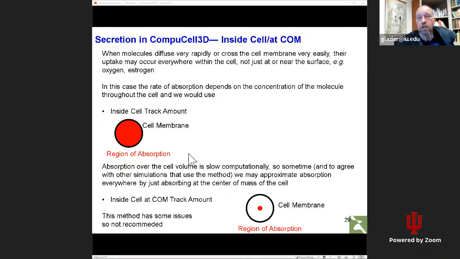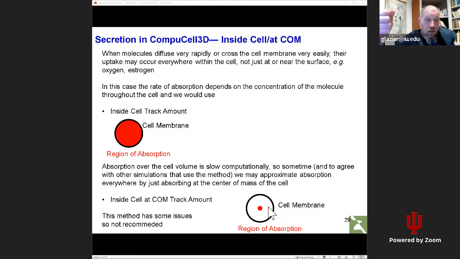And then, because these kinds of things can be slow, and because packages like PhysiCell, which you might want to replicate, don't have all of these options, we might want to imagine that our molecule is either absorbed or secreted at the center of the cell. And that has some peculiarities because you get very spiky spatial distributions. But it's also not totally unreasonable.